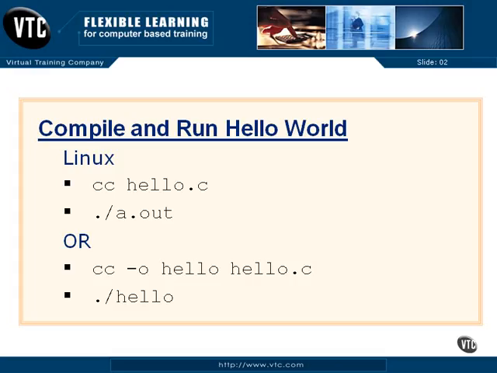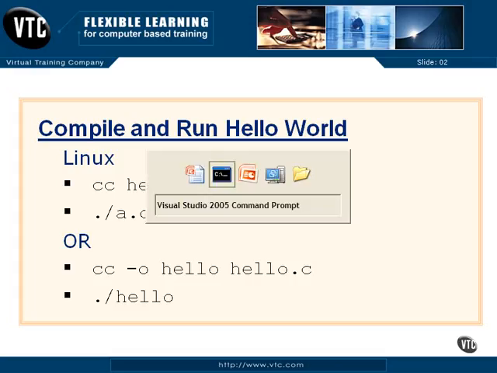Or we can direct the compiler to create an output file called hello, or of course whatever we want it to be called, with cc space -o space hello, and that's what we're going to have our executable called, space hello.c, which again is our source code just like it always is. And then, of course, we run it with ./hello, because that's what we wanted our output to be.